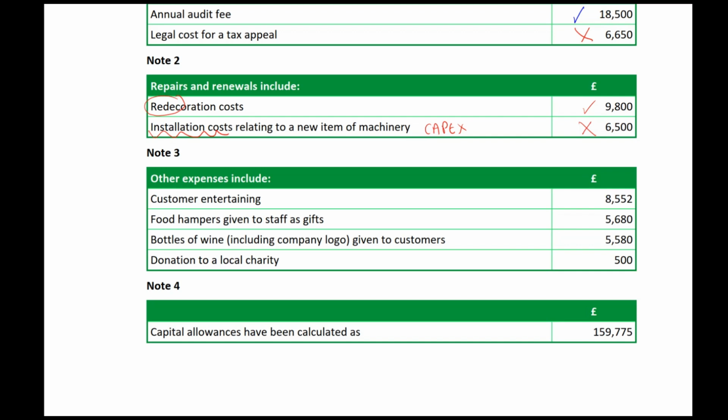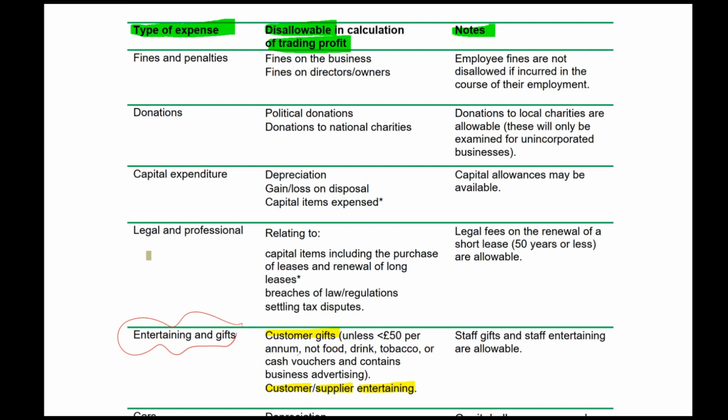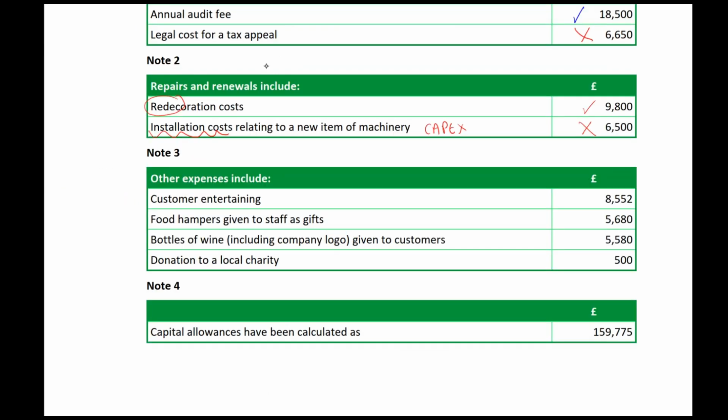Customer entertaining. That one, if you can't remember, is mentioned in the reference material. There's a section on entertaining and gifts. So it starts with gifts, talks about customer gifts there. I don't want a gift at this point, I want entertaining. So let's read on. Customer stroke supplier entertaining is in the column of disallowable. That's easy, isn't it? Customer and supplier entertaining are disallowable because the reference material says so. So customer entertaining, I'm going to say no, not allowed.